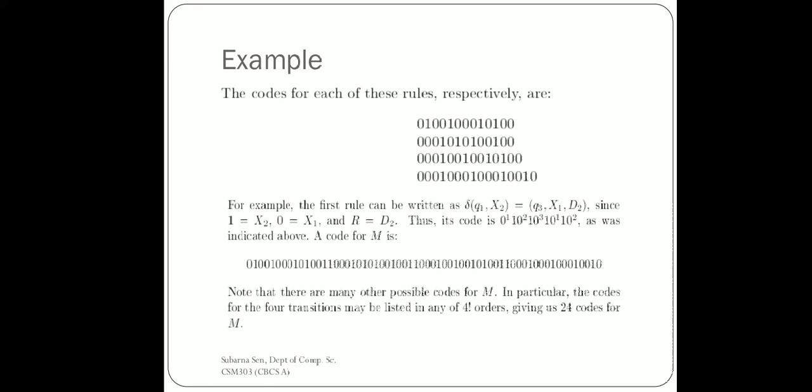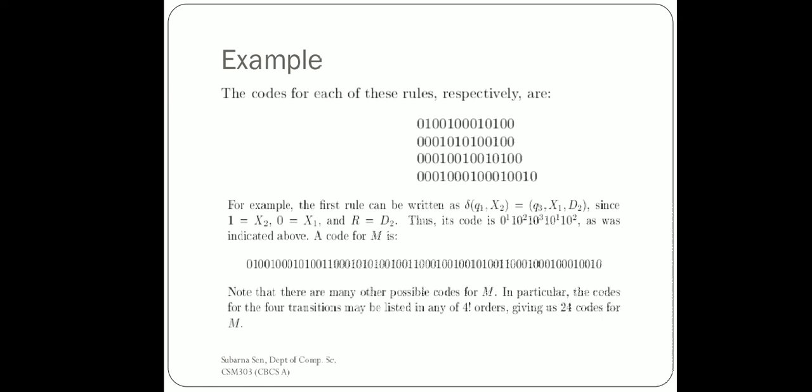Say we just see the first transition, what it is saying. Delta of q1 comma 1 means x2, that means delta of q1 comma x2 is equal to q3, 0 means x1, that means q3 comma x3 comma R, which means d2, right? So in this fashion, we have used this function and replaced 1 with x2, 0 with x1, and R with d2. If this is the form, then how will the code be?